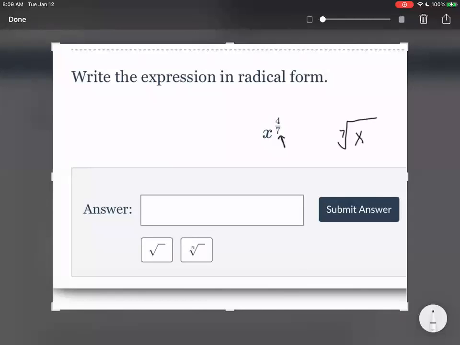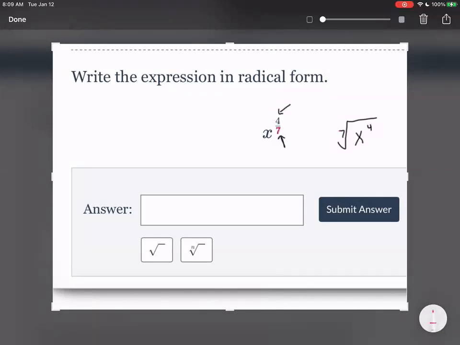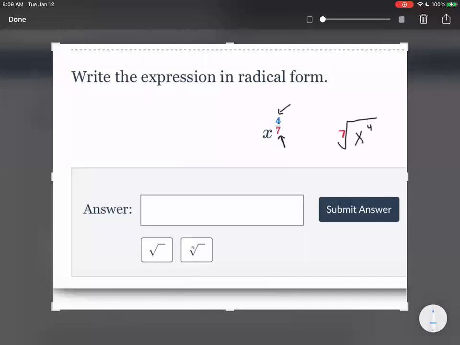And then the number on the top, the 4, just stays as a regular old exponent. So if it's 4 over 7 as our exponent, then we want the 7th root of x to the power of 4. I can add some color to this. The 7 just ends up on the root. And the 4 on the top, that ends up being still an exponent.